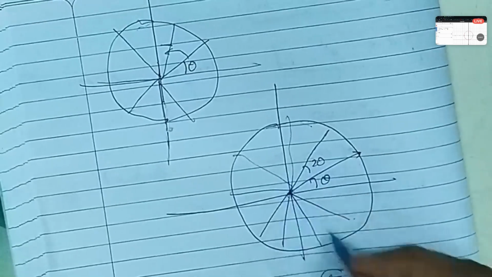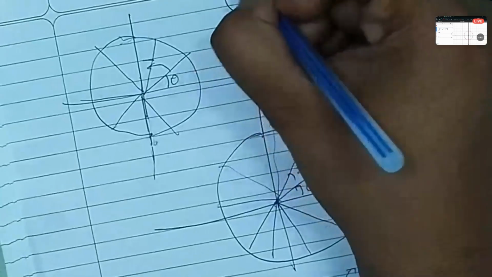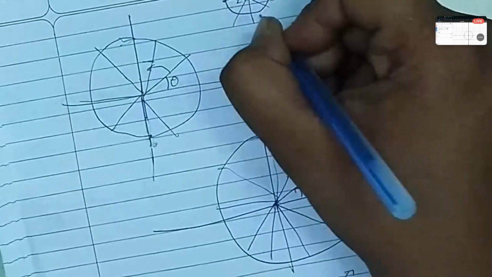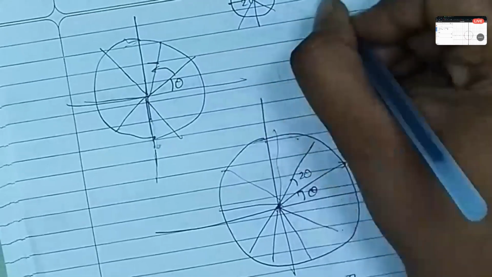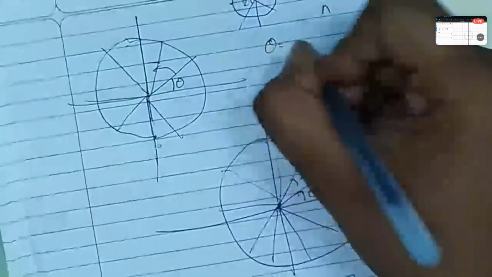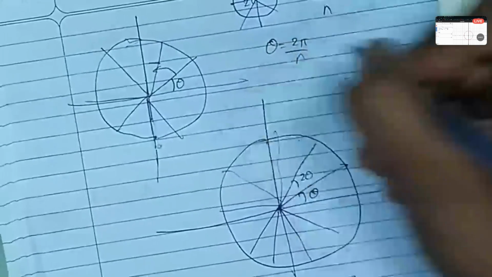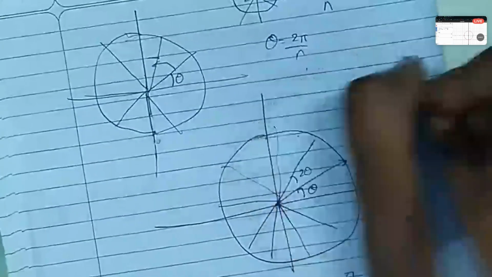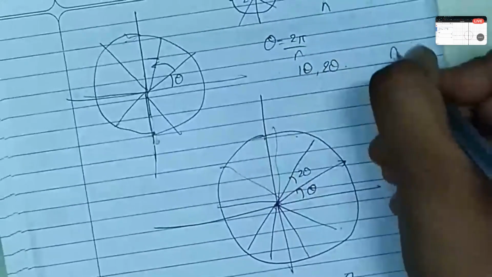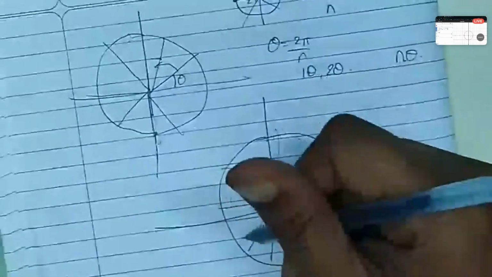And because the total angle is 2 pi, let's say you divide it into n equal segments. So each angle will become 2 pi by n, or theta is equal to 2 pi by n. And the roots are 1 theta, 2 theta, and so on up to n theta. All are the roots.